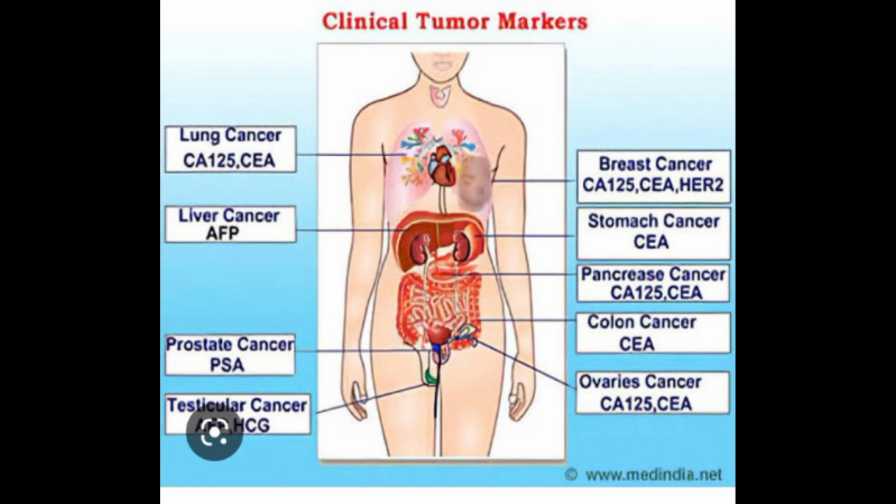CA 19.9. The primary tumors: pancreatic and biliary tract cancer. Additional associated malignancy in which level exceeds: colon, esophageal, hepatic cancer. Benign conditions: pancreatitis, biliary disease, and cirrhosis. Normal value 37 units per ml. Level above which benign is more than 1000 units per ml. Sensitivity: elevation in 80 to 90% of pancreatic cancer and 60 to 70% of biliary tract cancer.